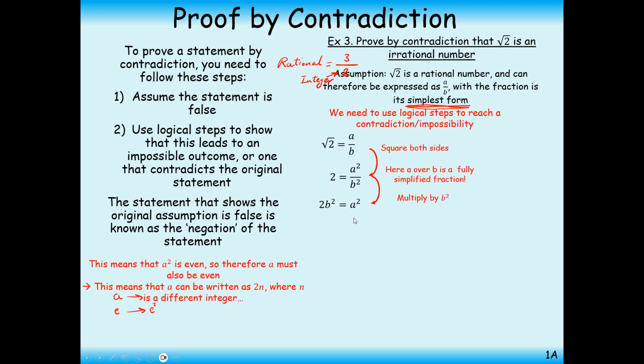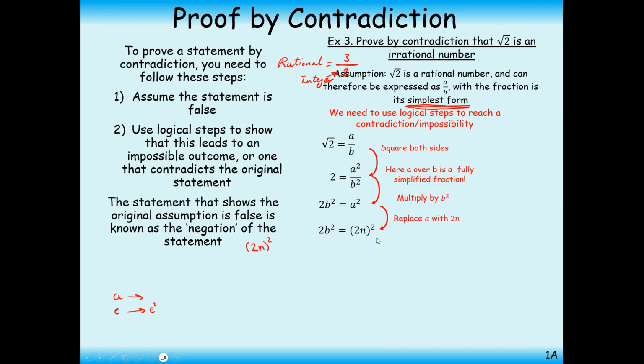Okay, so under the square root here we are saying that actually there is a 2n that's squared here. Now what that means is that 2 is actually a 4. So this 2n is 4n squared. And if we divide everything by 2 here, b squared turns out to be also an even number.